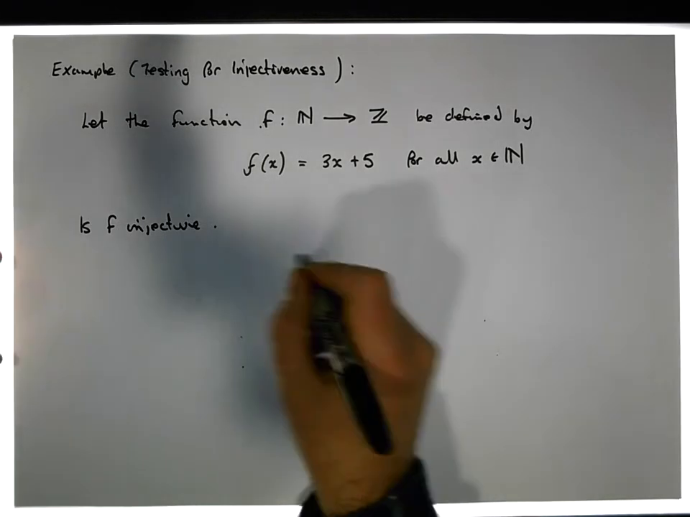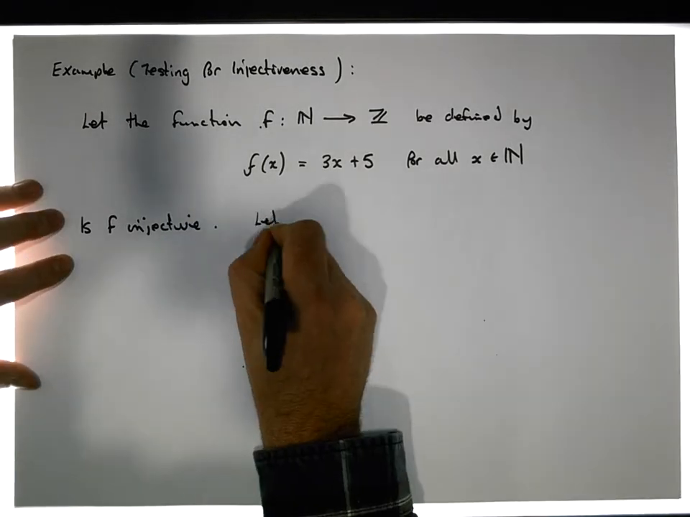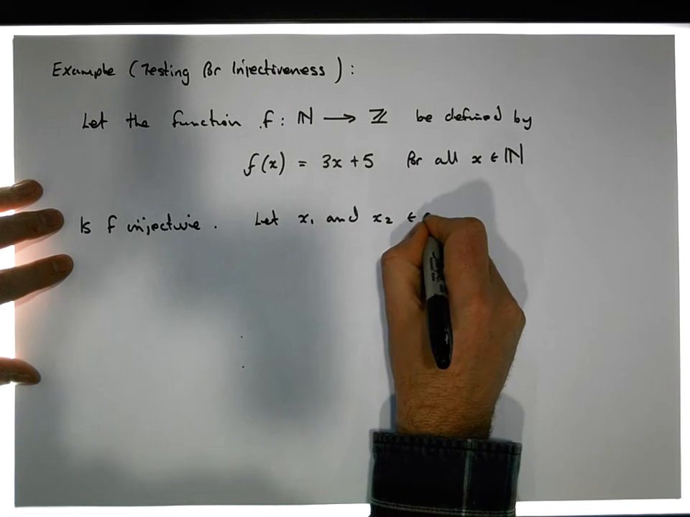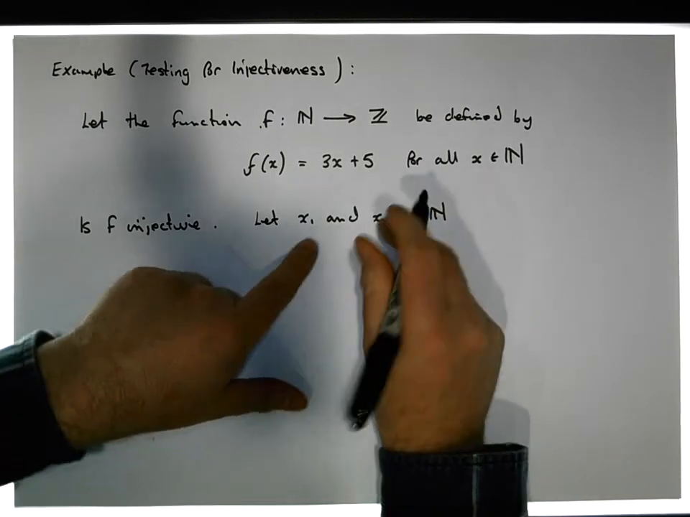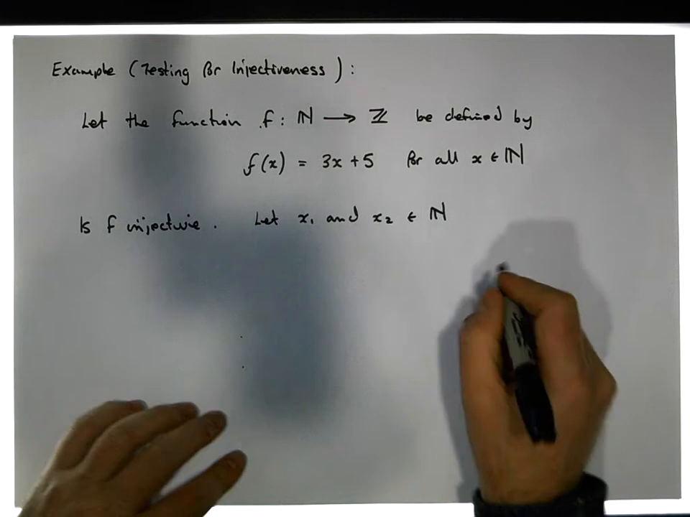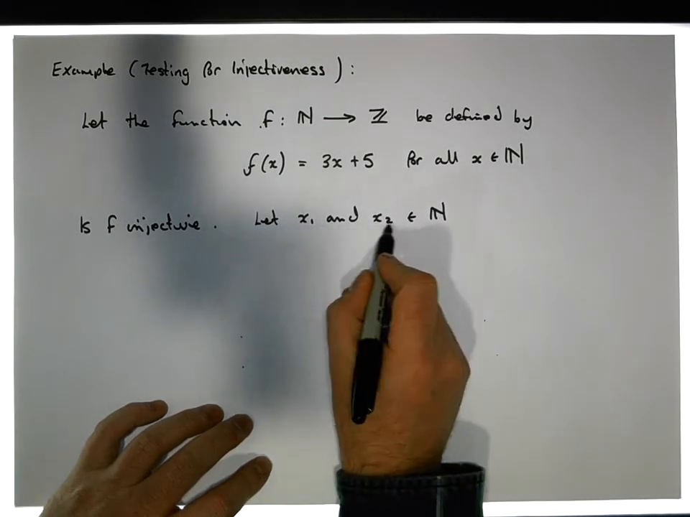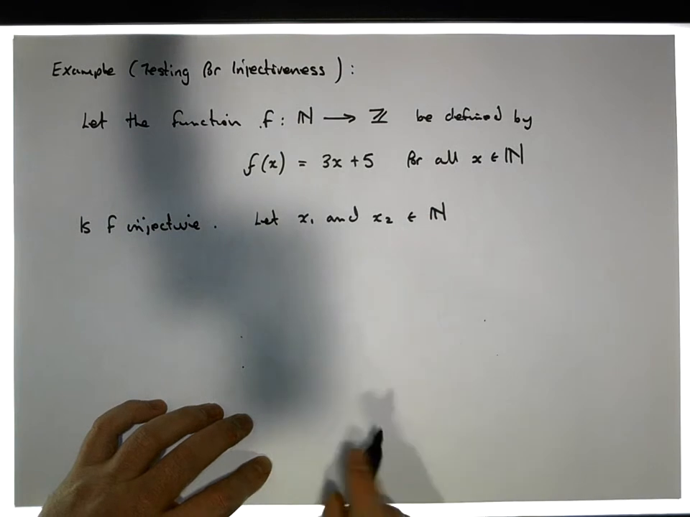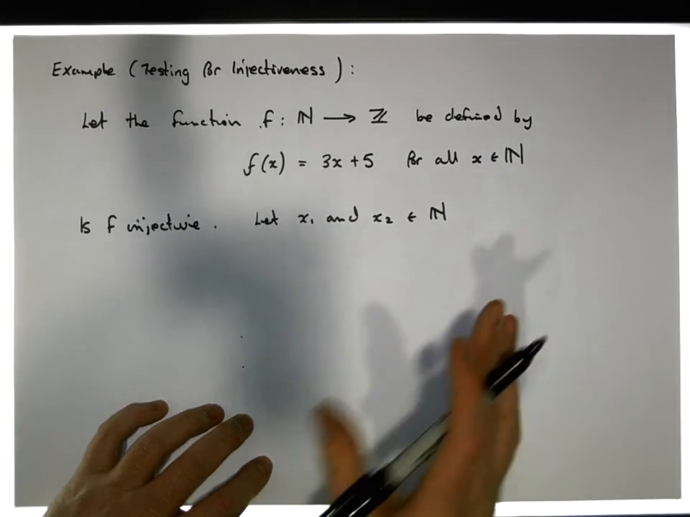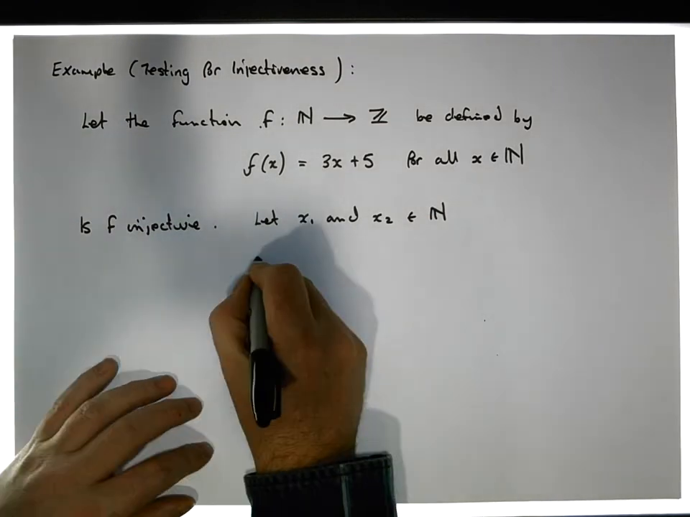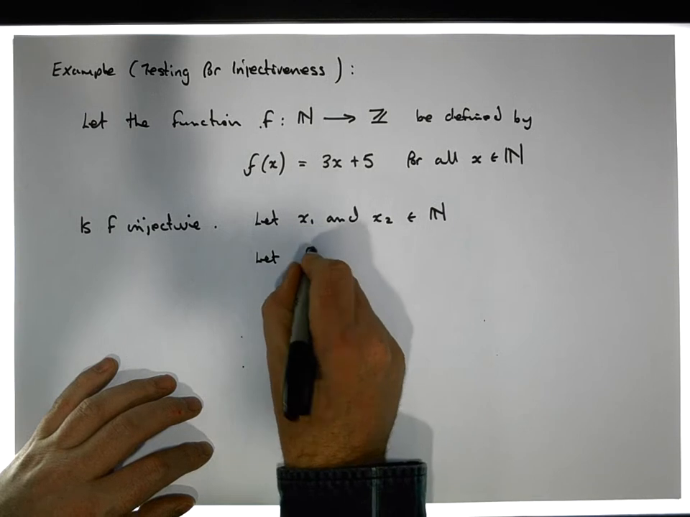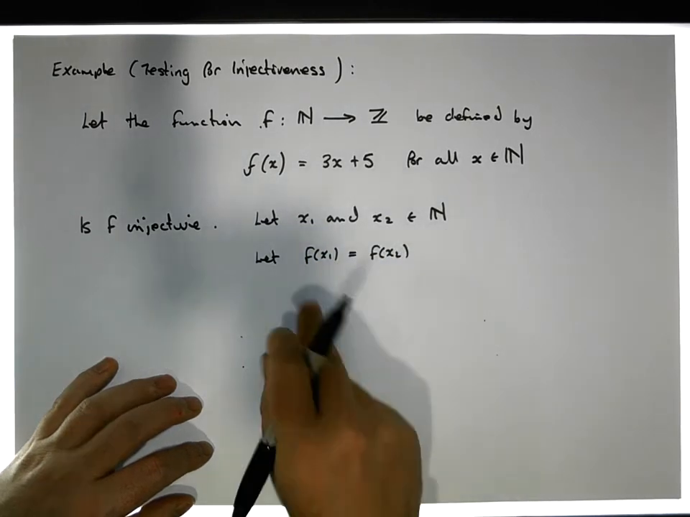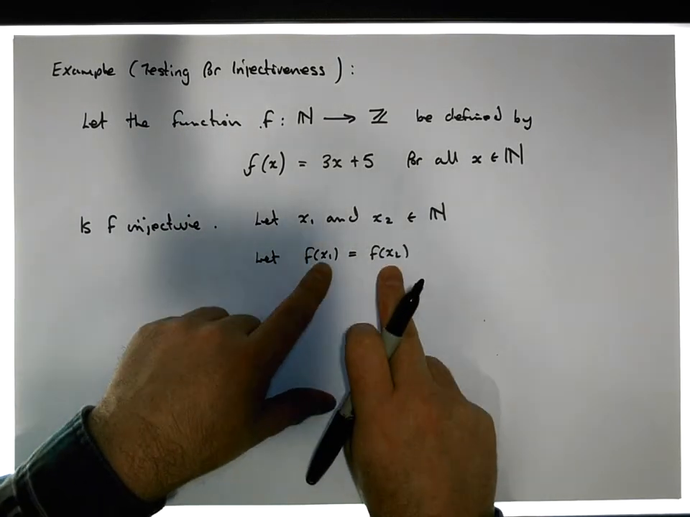So let x1 and x2 be elements of the natural numbers. Let us just choose two natural numbers from our domain. We don't know whether they're the same or different; they could be either. And let's say, for argument's sake, let f of x1 equal f of x2. So let's assume that the two numbers are mapped to the same point.